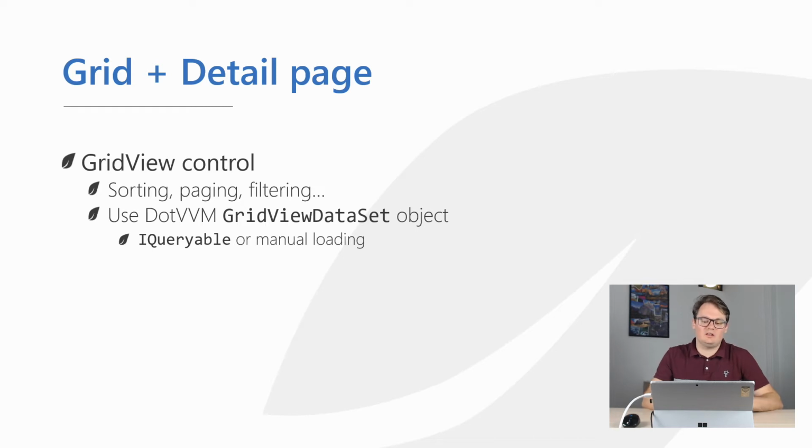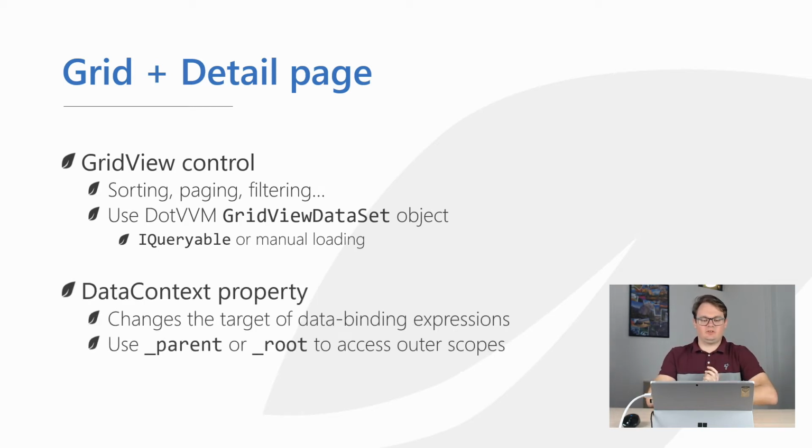And the grid view dataset also has support for IQueryable. So if you are using, for example, Entity Framework, loading the data in the grid view dataset is very easy. There is just one method called dataset load from queryable, and you give the queryable to the dataset, and it will do all the loading for you. If you don't use Entity Framework, or if you want to use any other way of getting data, you can also fill the dataset manually. It supports both scenarios, so it's up to you if you want to use Entity Framework or if you want to load the dataset manually.